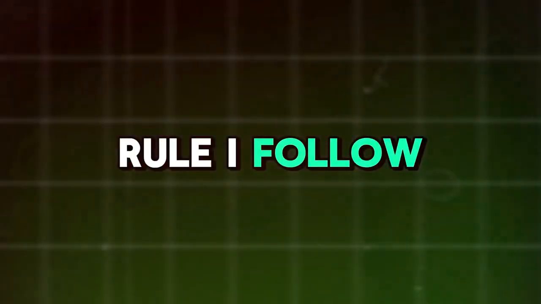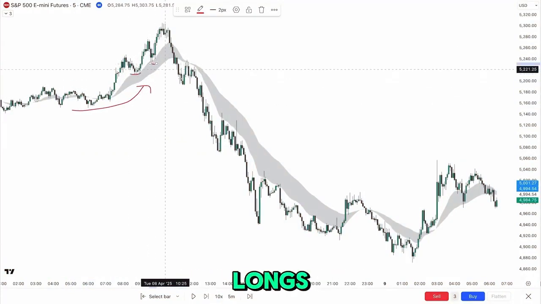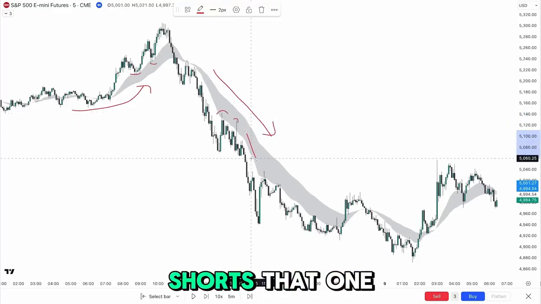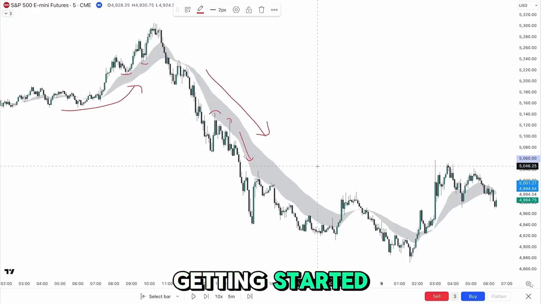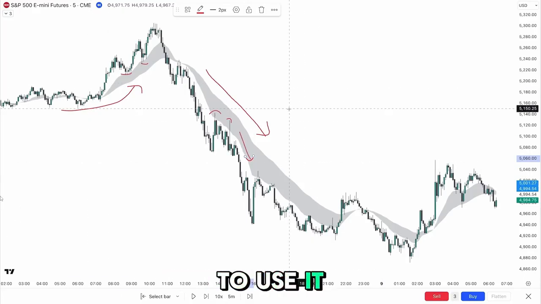Here's the basic rule I follow. If the price is above the cloud and it's sloping up, that means we're in an uptrend. Only look for longs. If the price is below the cloud and sloping down, that means we're in a downtrend. Only look for shorts. That one simple filter already wipes out half the bad trades you'd normally take. But we're just getting started. When you combine this with the right time frames, it gets stupid accurate. So let me show you how to use it, step by step.